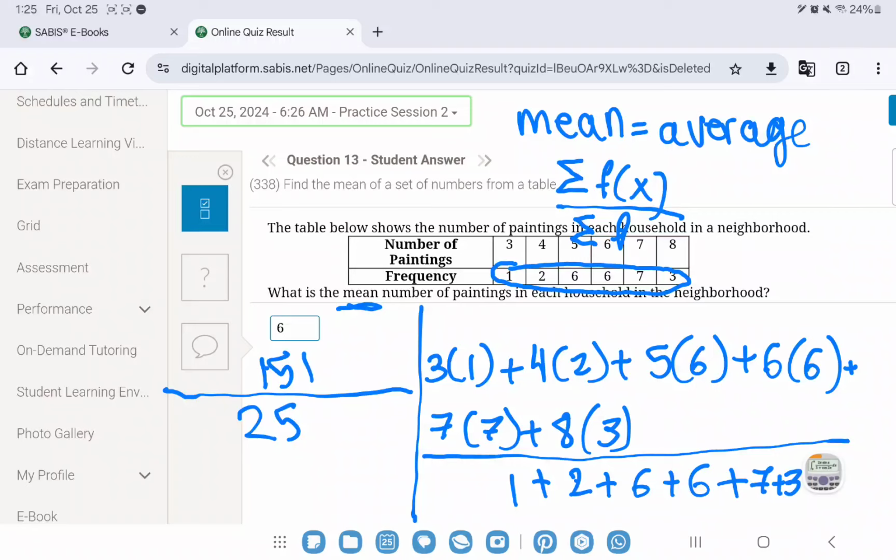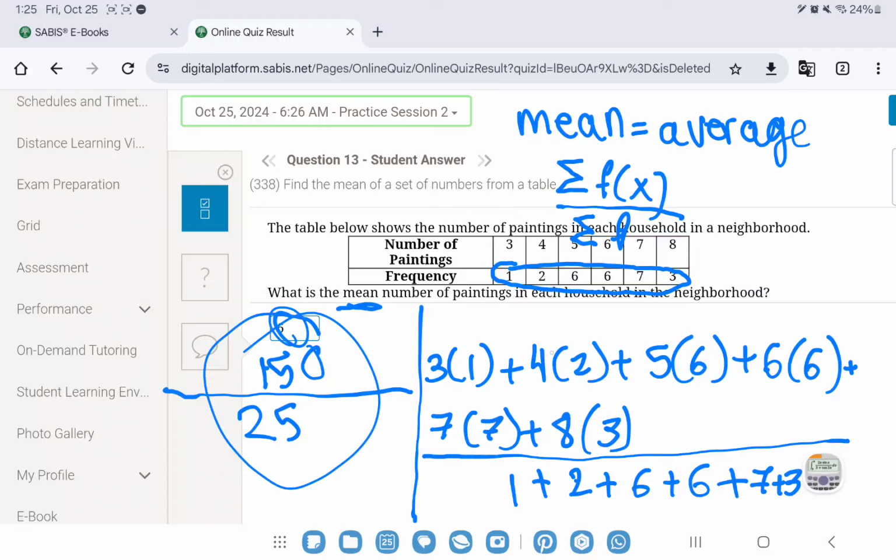How is it 151? Guys, something's weird. I think it's supposed to be 150. 150 divided by 25. Yeah, this is supposed to be 150. I calculated something wrong, I'm sure. So 150 over 25, which equals 6. And that's it. That's how you solve it.